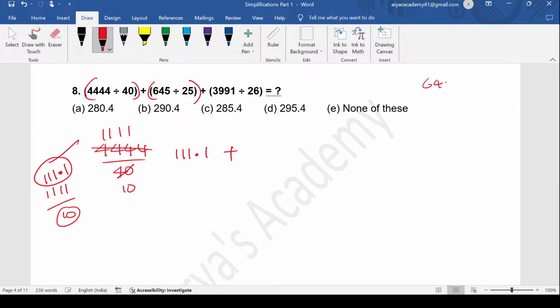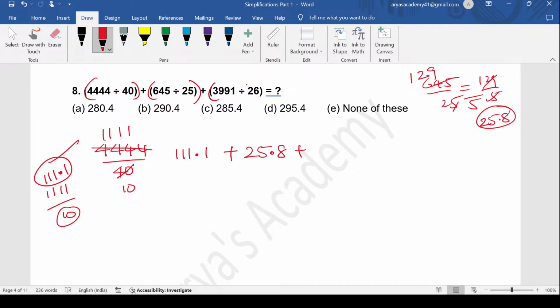645 by 25. 5 fives are 25. So 5 ones are 5, 5 twos are 10, 5 nines are 45. So it is actually 129 by 5. If you go for further cancellation, 5 twos are 10, 29. 5 fives are 25, 40. 5 eights are 40. So this second bracket after solving, we got a value of 25.8.